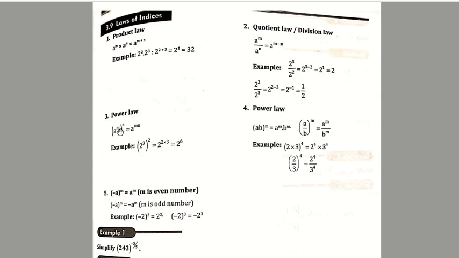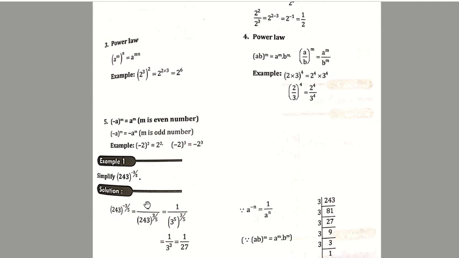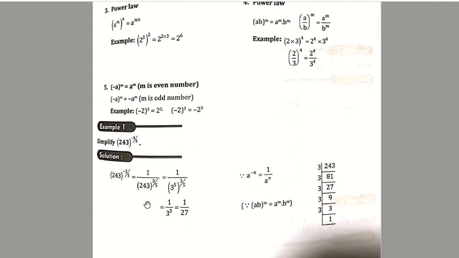Next is your power law, A to the power of m, the whole to the power of n. You're just multiplying the exponents, so A to the power of m into n. Then, AB to the power of m is equal to A to the power of m, B to the power of m, so you're applying the exponent to each number. Minus A to the power of m can be written as A to the power of m when m is an even number, and minus A to the power of m can be written as minus A to the power of m when m is an odd number. So your first question: simplify 243 to the power of minus 3 by 5.